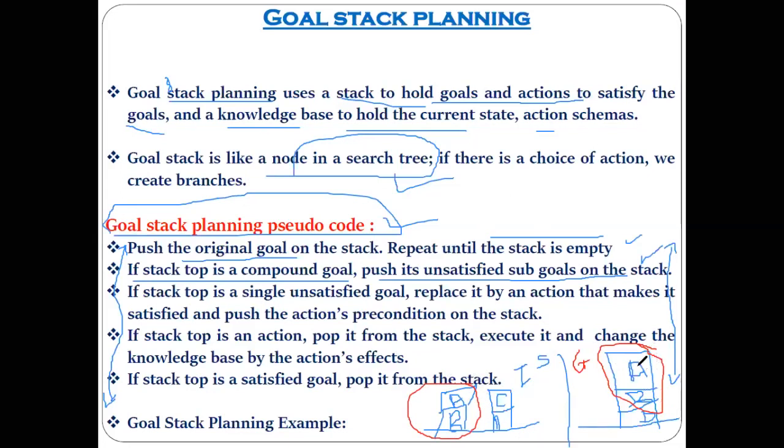Yes, sir. So that is the reason we are calling such a goal which kind of goal? Compound goal. Understood. But its below part is the unsatisfied goal, yes or no? If you compare this below part, below the A, this part, this is the unsatisfied goal, yes or no?